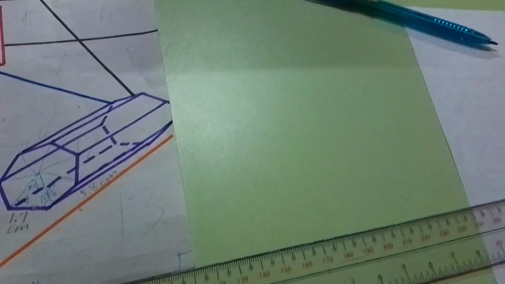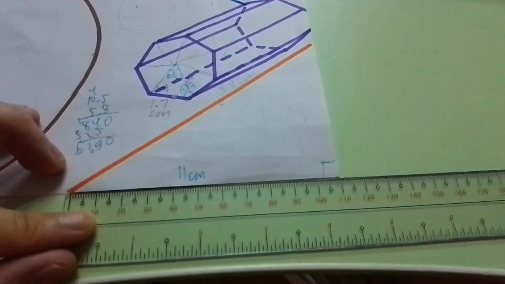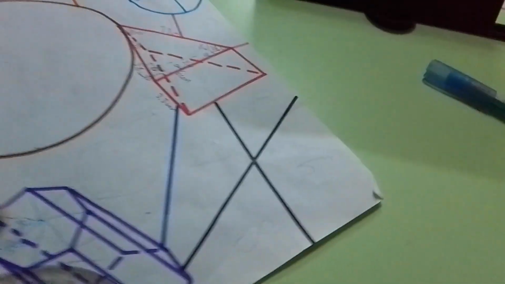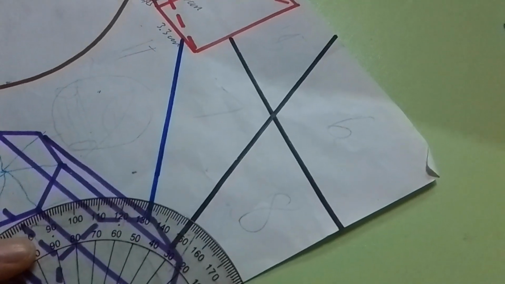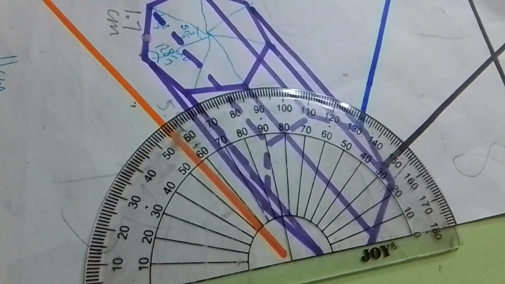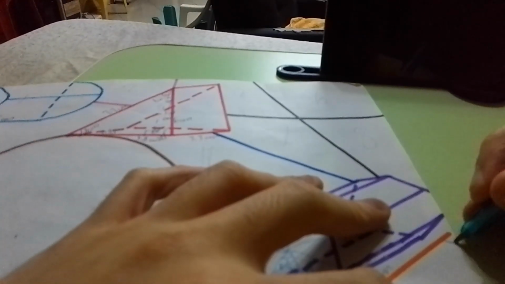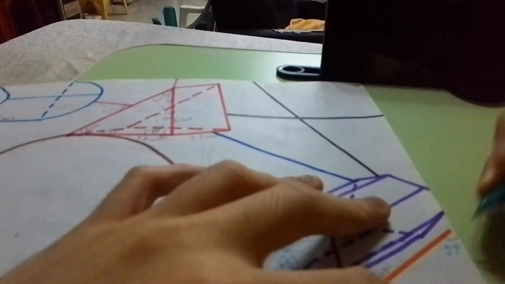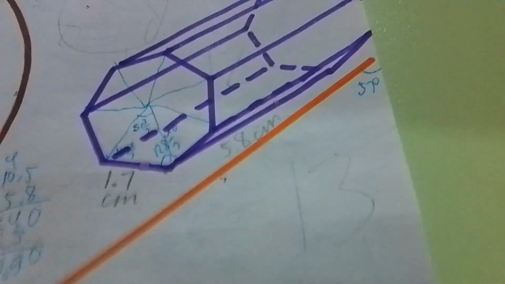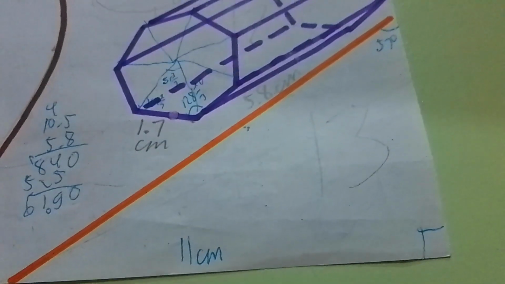Do I remember this is the measure of the base? So, I try to get the measure of the base. This is 11 cm. And then, let's get the measure of one angle. This is 57 degrees. Now, to solve for every angle, it's very easy.